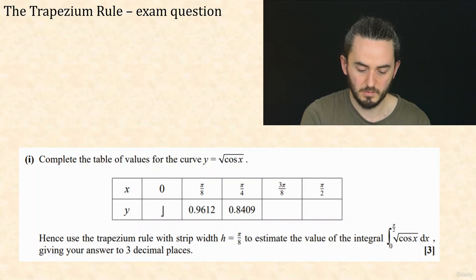The next one, I do the square root of cos of 3 pi over 8, and I get, and they seem to be giving four significant figures each time, 0.6186, and then for pi over 2 we get 0.